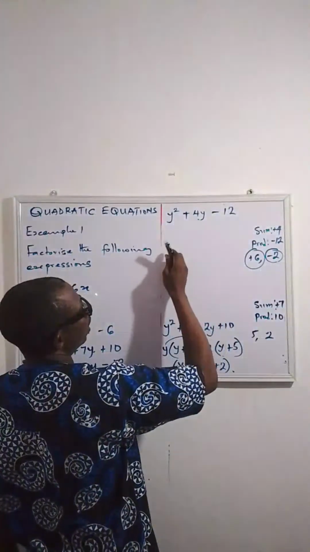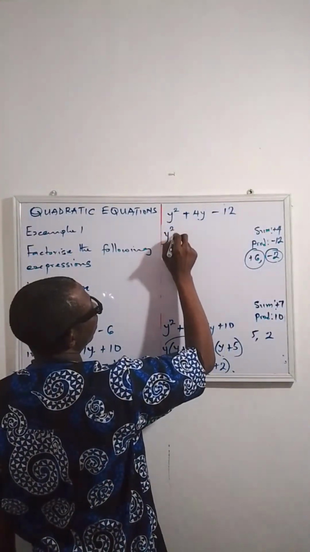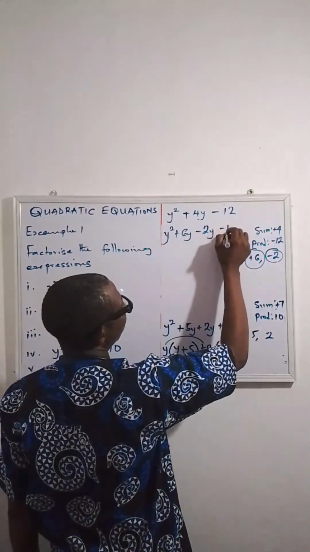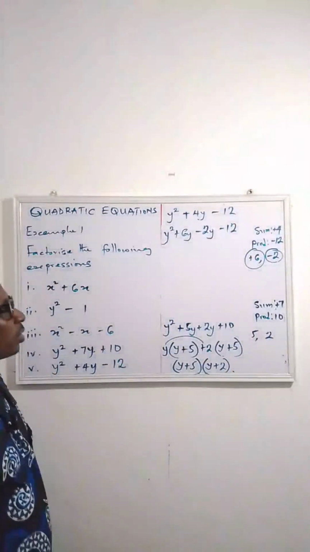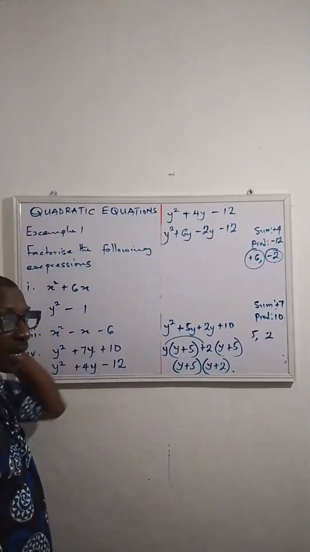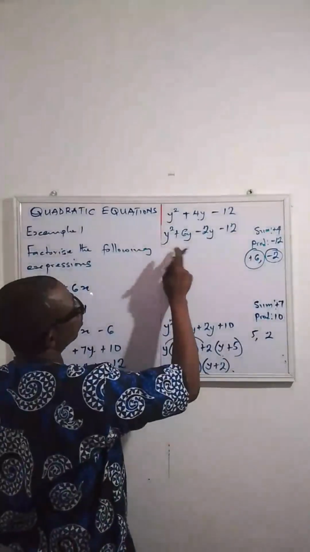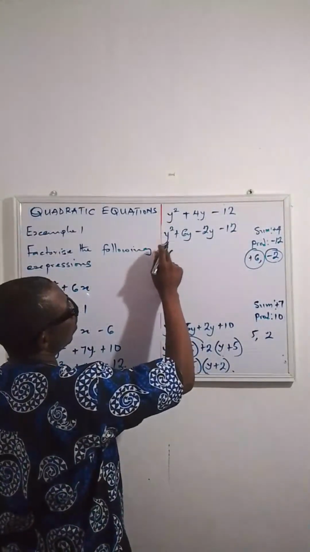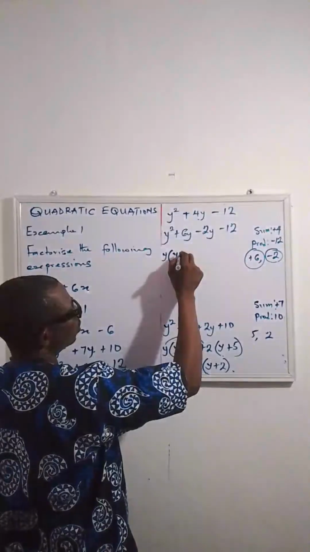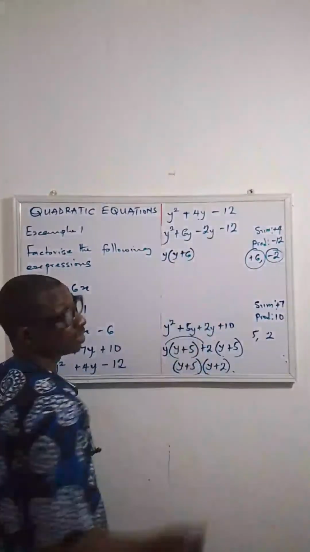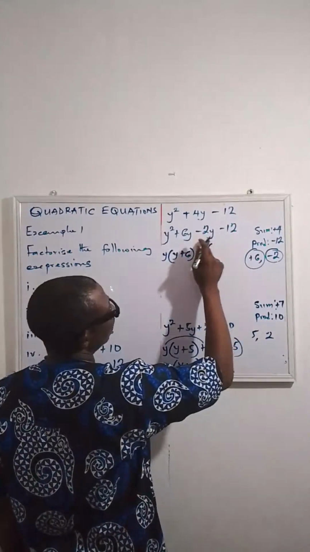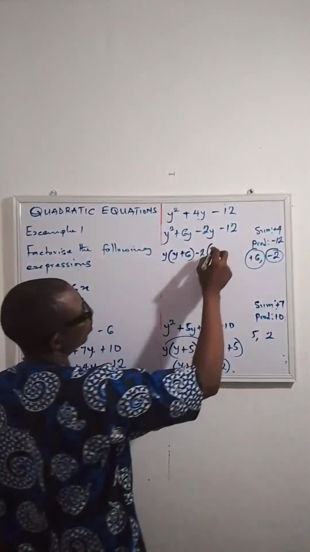So now this expression turns to y squared plus 6y minus 2y minus 12. Okay. So now let's look at the first pair. What is the GCD, the greatest common factor or divisor? We have y. So y goes into y squared, we have y. Y goes into 6y, we have plus 6. Now here, what is the GCD? That is minus 2. So when you divide minus 2y by minus 2, you have y.